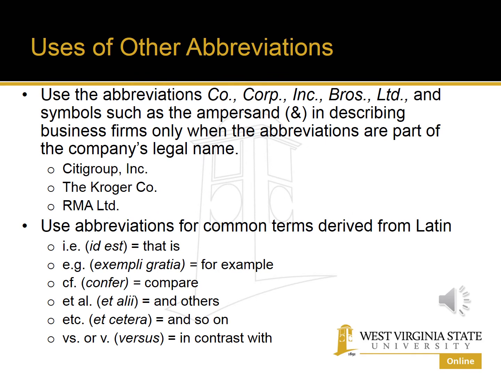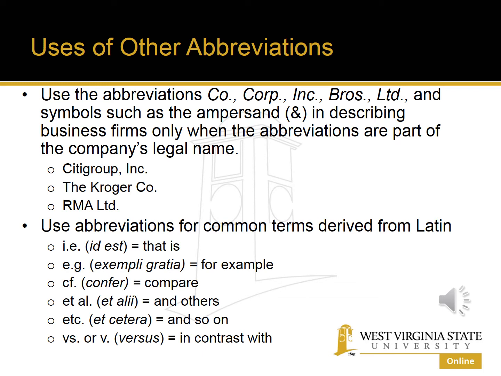A third rule regarding the use of abbreviations is when we use abbreviations such as Co., Corp., Inc., Bros., Limited, and symbols such as the ampersand sign in describing business firms, we should only use the abbreviations that are part of the company's legal name. So, for example, Citigroup Inc., the Kroger Co., RMA Limited.